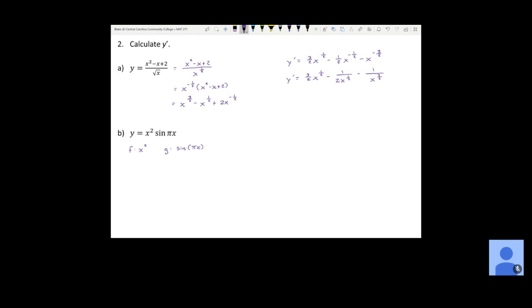All right. Now we need the derivatives of each. So what's f prime going to give us? Good. That's just 2x. And now g prime, what are we going to do? Okay, it's going to be cosine, right? Because that's the derivative of sine. But what rule are we going to have to use here?